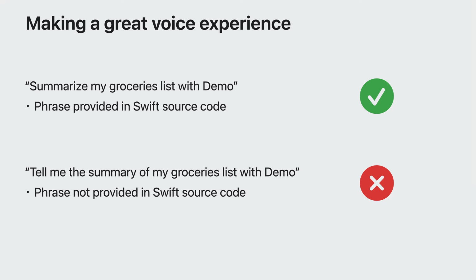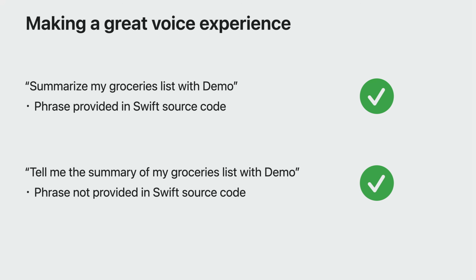But people using your app may use different words and phrasings when trying to access your app shortcut. For example, in my app I provided "summarize my groceries list with demo" as a phrase, so it triggers my app shortcut as expected when spoken. But something quite similar and reasonable, like "tell me the summary of my groceries list with demo," would not work.